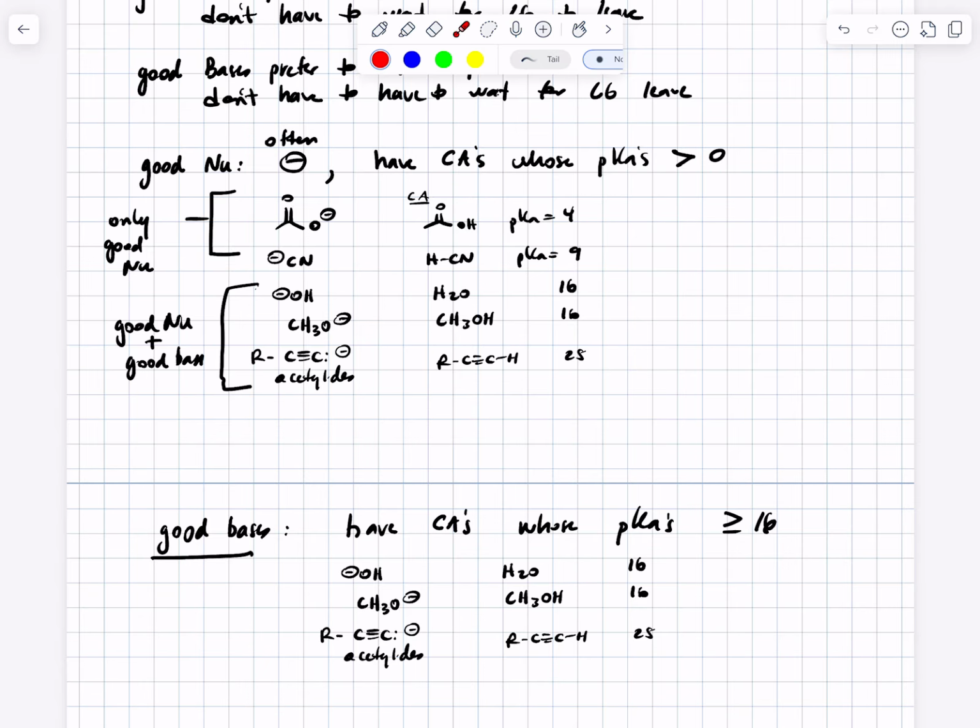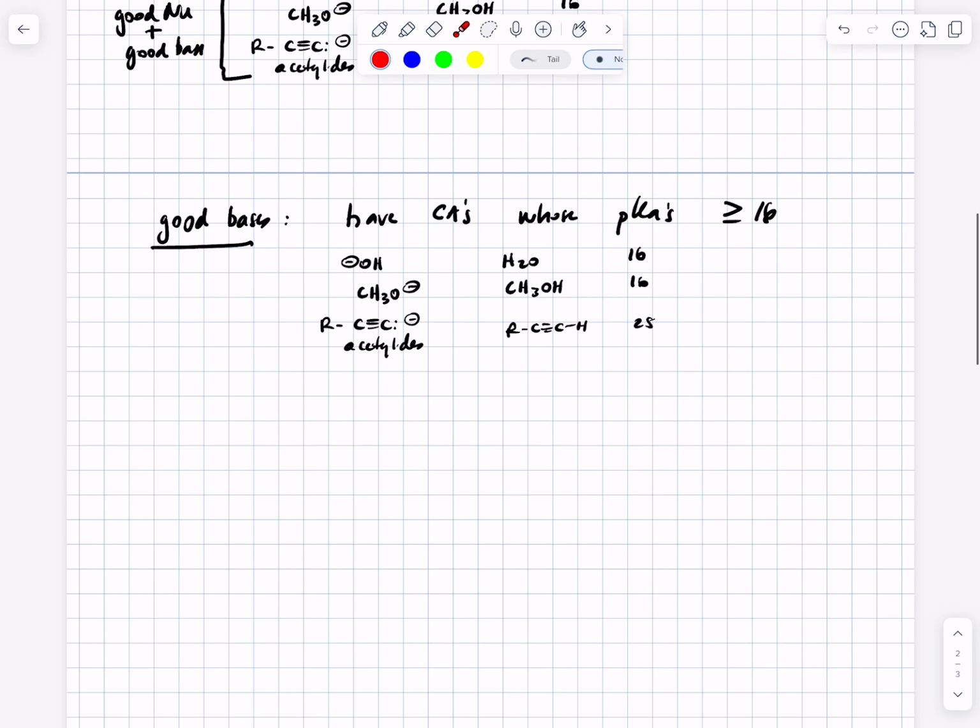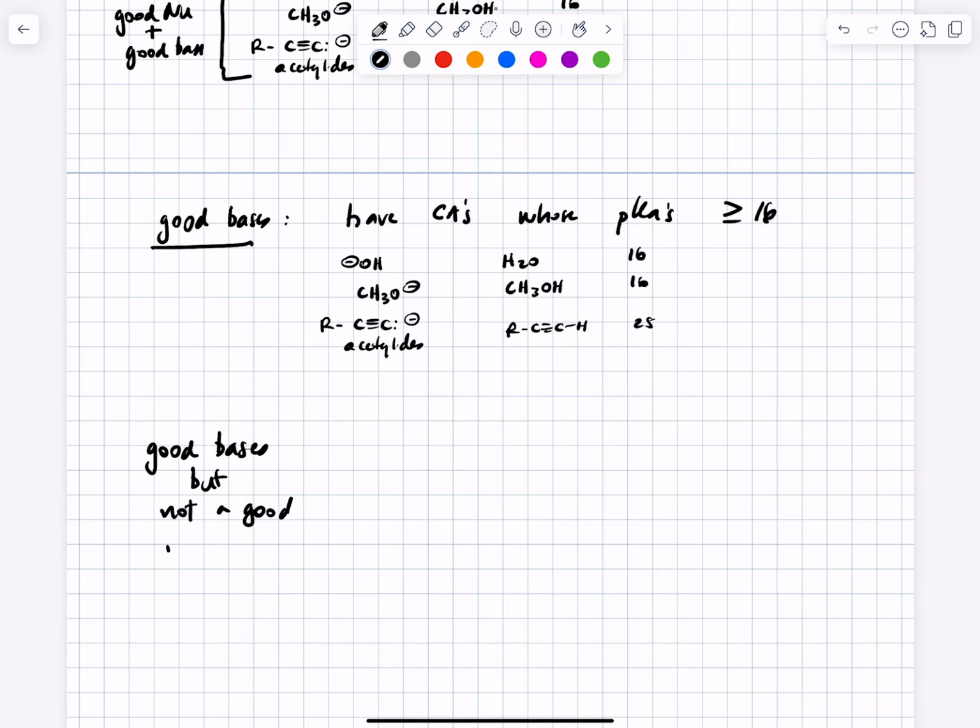The question usually gets asked around this point: are all bases good nucleophiles? And the answer is almost. There is a way to be a good base, but not a good nucleophile, and there are only a few of these. Essentially, the only way you can be a good base but not a good nucleophile is steric hindrance.